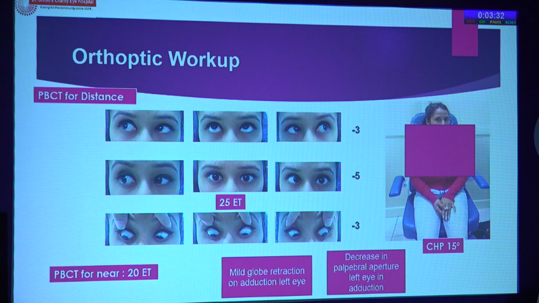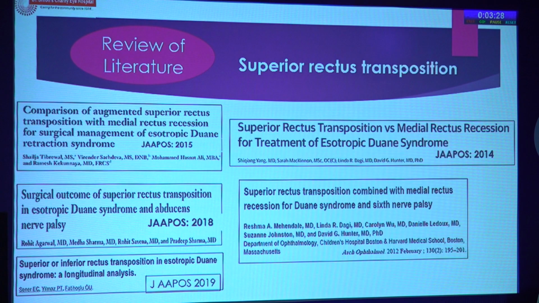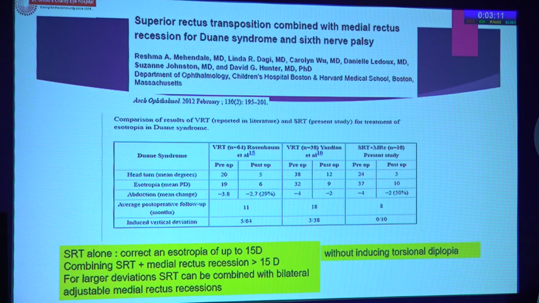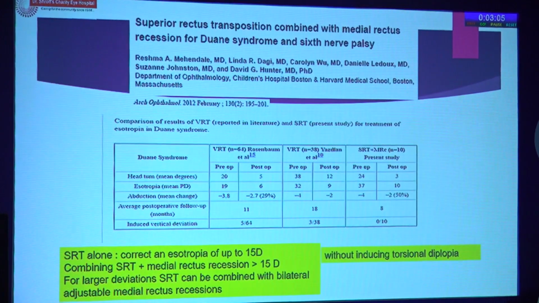So these are the cases where you have mild retraction but with a -5 adduction deficit, where you could try a superior rectus transposition. We have to understand the cases. We do not do superior rectus transposition in all cases; you may land up with more problems then. So you do it in selected cases where you have minimal globe retraction.